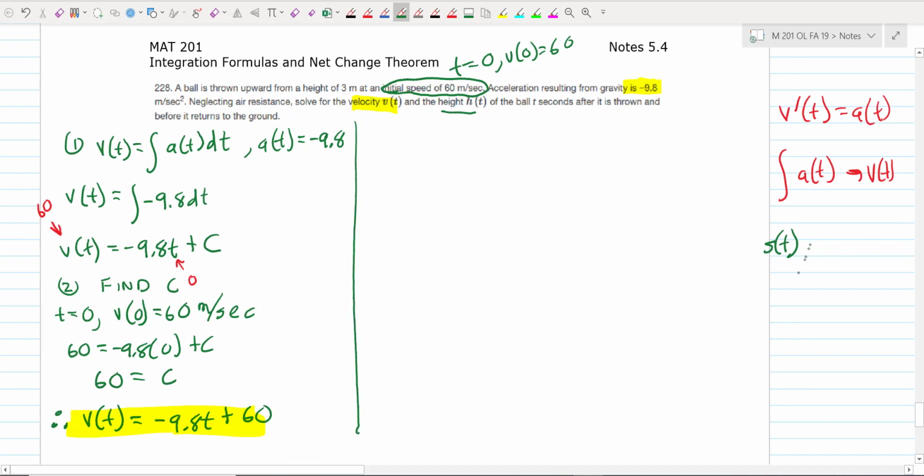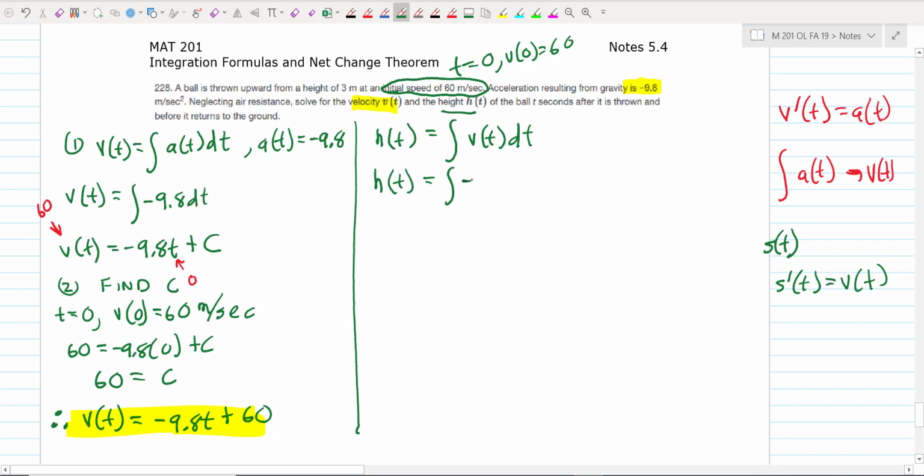The way that you get s of t, remember that if you do the derivative of s of t, you get the velocity. Now we know the velocity, so if we want to find s of t, we're just going to go in reverse. The height is going to be the integral of v of t dt. So we get h of t equals the integral of the velocity function, which is negative 9.8t plus 60. So we're going to do the antiderivative on that.